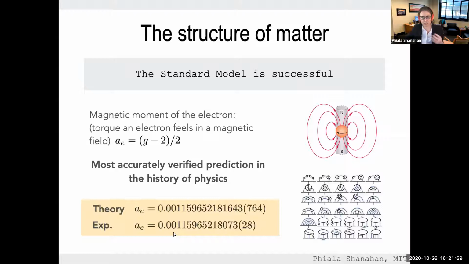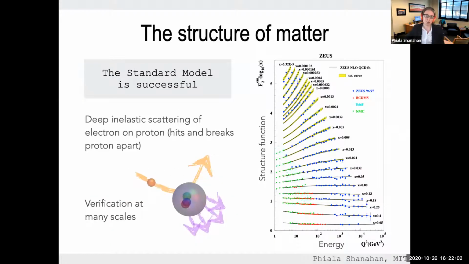And just to emphasize this a little bit further, there's also remarkable agreement at many different scales. So here's just one more example. This is showing the deep inelastic scattering of an electron on a proton. So we take an electron and fire it at a proton so that the proton breaks apart. This is encoded in what are known as structure functions. And what you see here are these structure functions shown against an energy scale on a log axis. So you see this scale goes over many orders of magnitude. And you see the predictions in yellow and various experiments in the colored points. And again, you see remarkable agreement at many scales. This is really an extraordinarily successful theory.